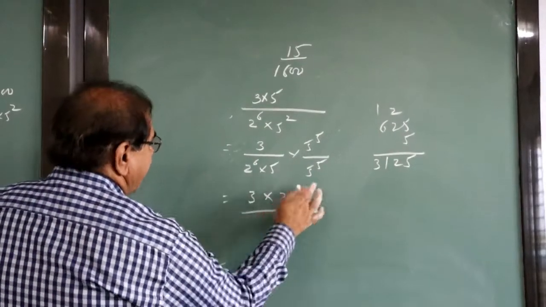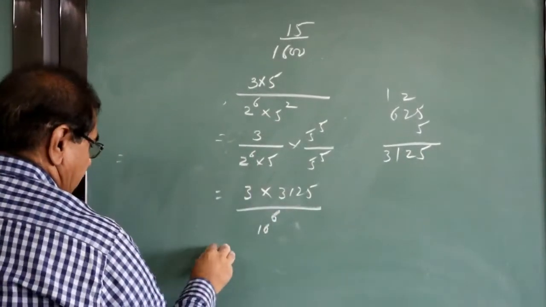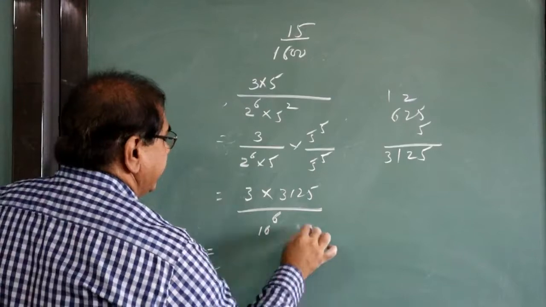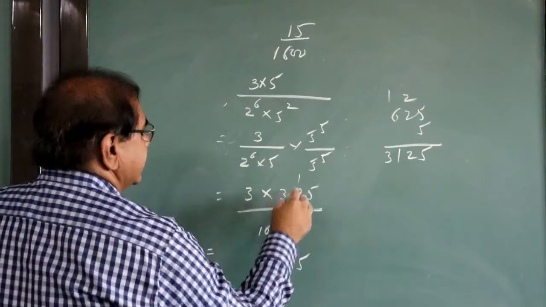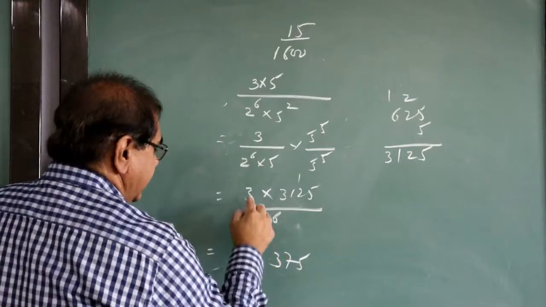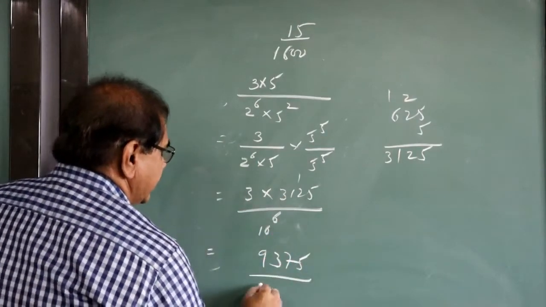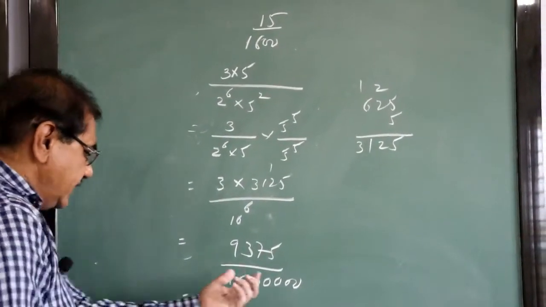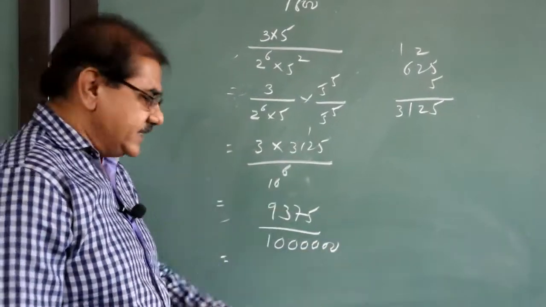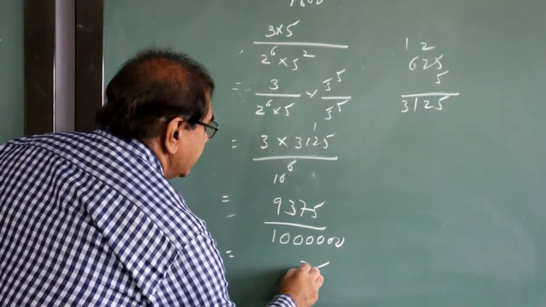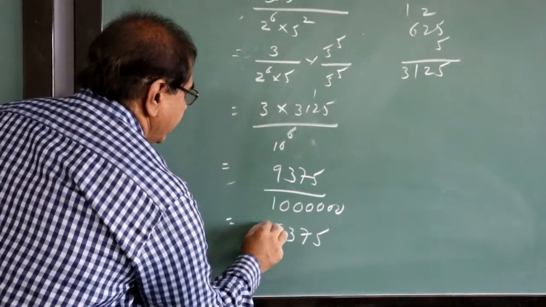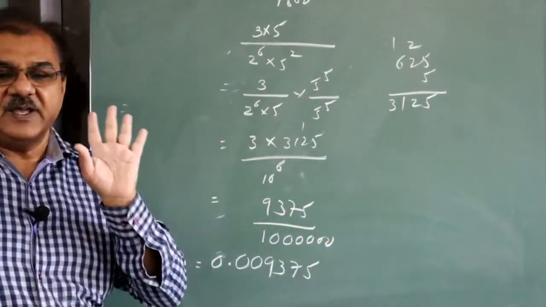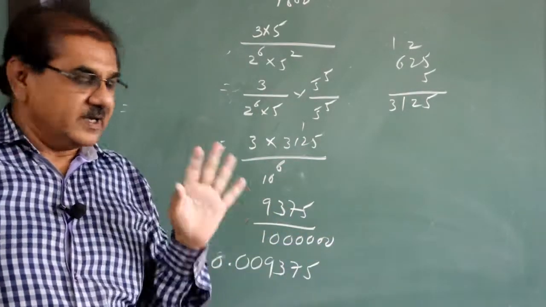So it is 3 into 3125 upon 2 raised to 6 into 5 raised to 6, which is 10 raised to 6. So now 3125 3s are, we can write the answer directly. 5 3s are 15, 1 carry forward, 3 2s are 6 and 1 is 7, 3 1s are 3, 3 3s are 9, upon 10 raised to 6, which means 6 zeros. So after the decimal point, I want 6 digits. So it is 0.009375, which is the decimal expansion, and it is terminating.